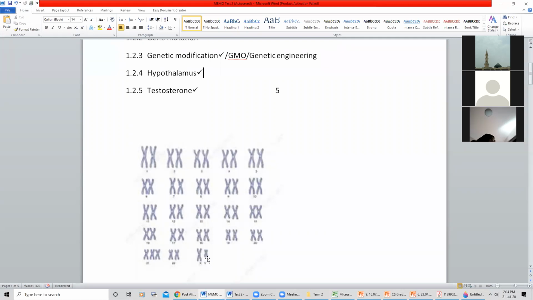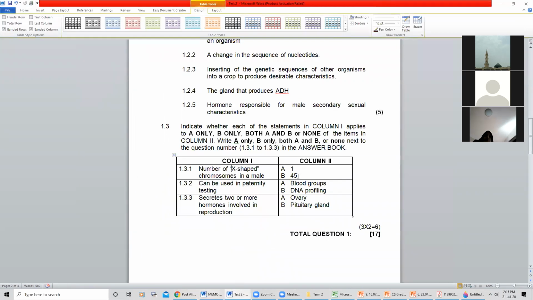But this question is not talking of X and Y chromosome, it's saying the shape. So if you look at all of them, they are made up of 2 chromatids joined together at a centromere. And that makes an X shape. So all 46 of these are actually X-shaped. So the answer that I wanted there was to say none of them. It's not 1, it's not 45, it should be 46.